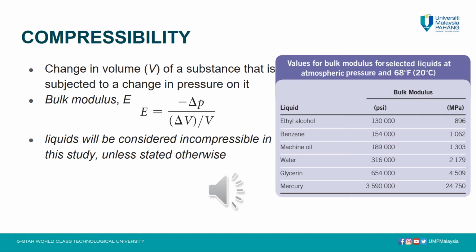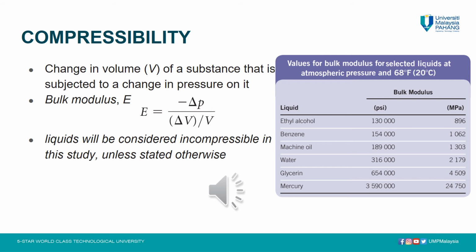Compressibility. Compressibility refers to the change in volume V of a substance that is subjected to a change in pressure on it. The usual quantity used to measure this phenomenon is the bulk modulus of elasticity, or simply bulk modulus, E. Because the quantities ΔV and V have the same units, the denominator of this equation is dimensionless. Therefore, the units for E are the same as those for the pressure.